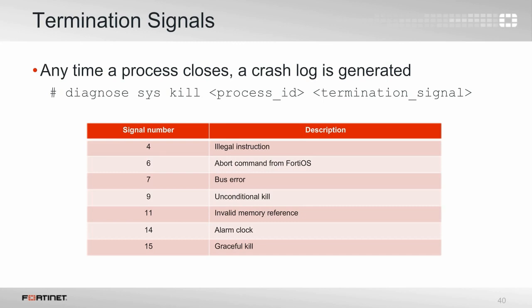This table contains the most common termination signal numbers. Any administrator can manually kill a process by using the command diagnose sys-kill, followed by the process ID and the termination signal number. The command diagnose sys-top lists the process ID numbers. Manually killing a process is not usually required under normal circumstances. If you have to kill a process, use the termination signal 9. Improperly killing a process can make a FortiGate system unstable.